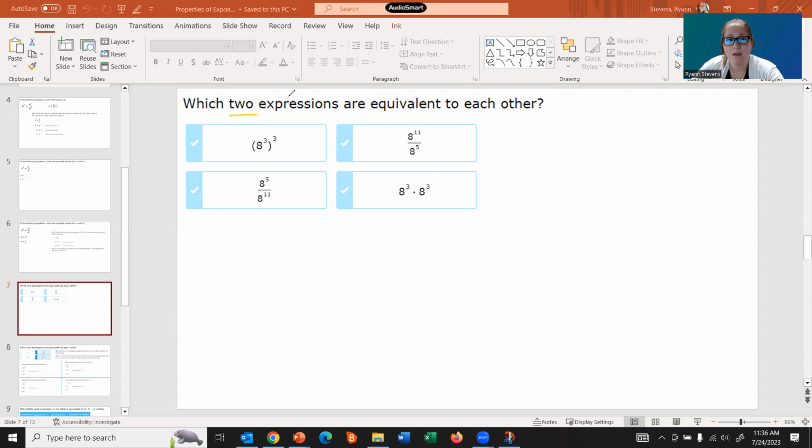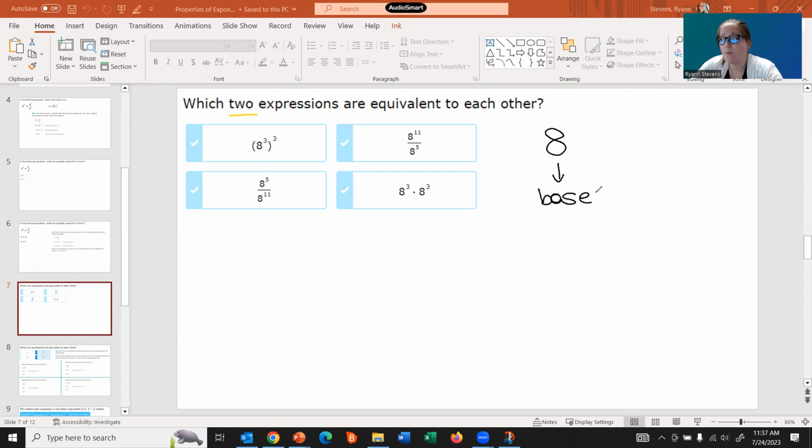Okay. So let's break this down a little bit. In order to find the two expressions that are equivalent to each other, we need to take each one of these expressions and write them to where they have the same base. And remember, the base is the larger number. So in this case, it looks like most of them have the base of 8. That's what we're going to stick to: we want to make sure that all of them are written with a base of 8.